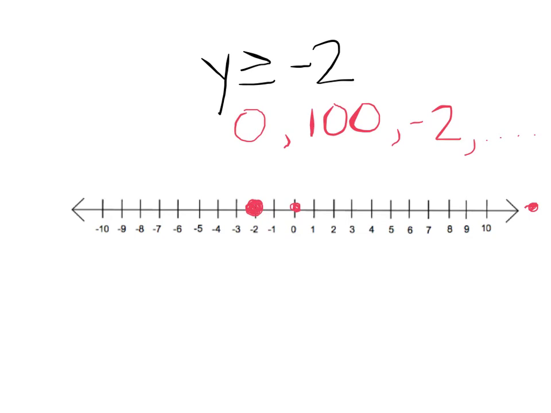Now all of these numbers are to the right, so when we graph greater than, we shade to the right. So here we have the graph of y is greater than or equal to negative 2. And we could pick anything we wanted to over here. 5. Is 5 greater than or equal to negative 2? Yes, it is. So we made the correct graph.